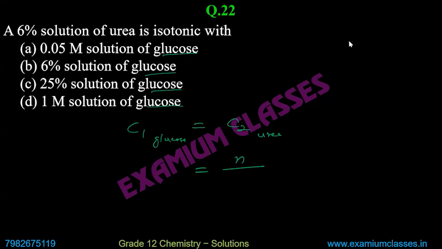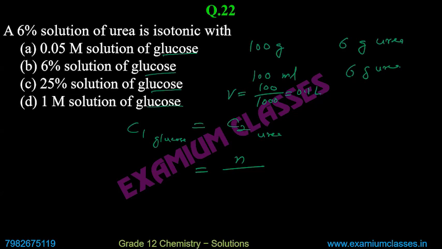Yes, correct. So in 100 grams, 6 grams urea. 100 grams will be equal to 100 ml, 6 grams urea. So volume is 0.1 liter, because 100 milliliter is 100 divided by 1000, which is 0.1 liter. And 6 grams will give you number of moles, given mass divided by molar mass, that is 0.1. So it will be 0.1 divided by 0.1. So C glucose will be 1 M.